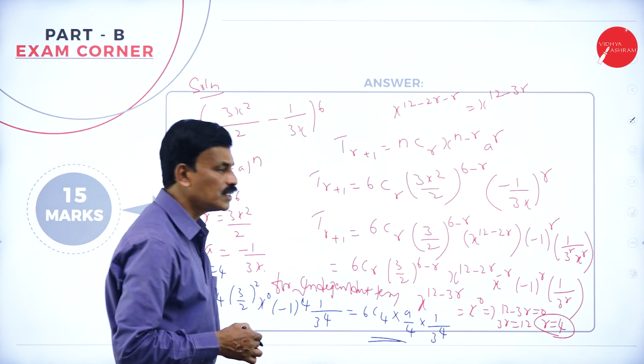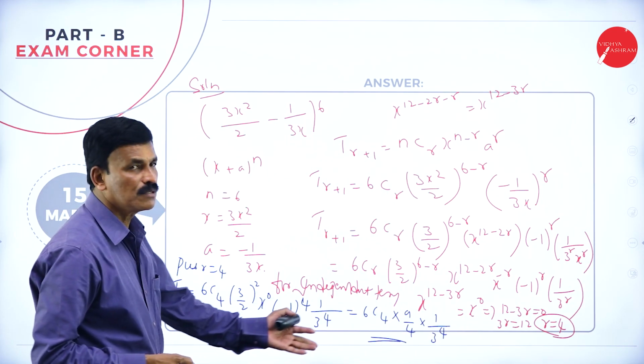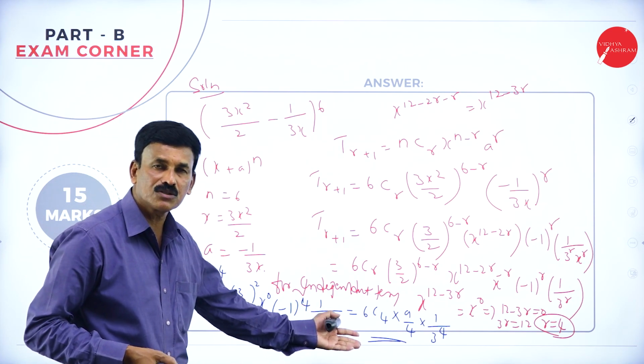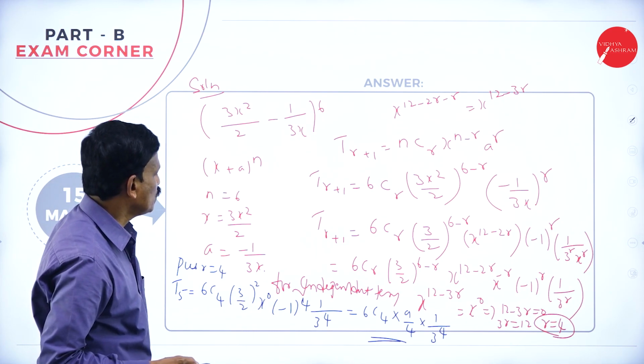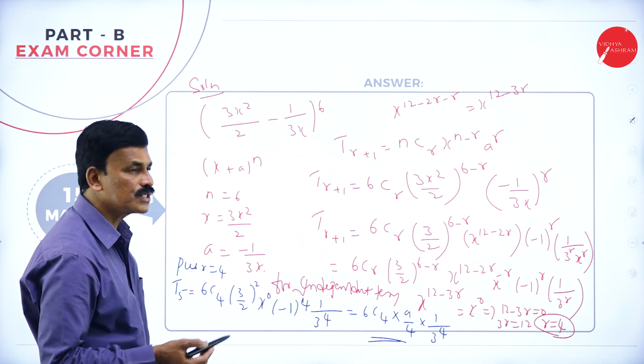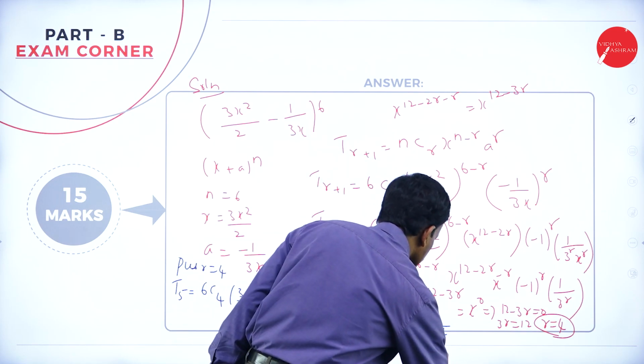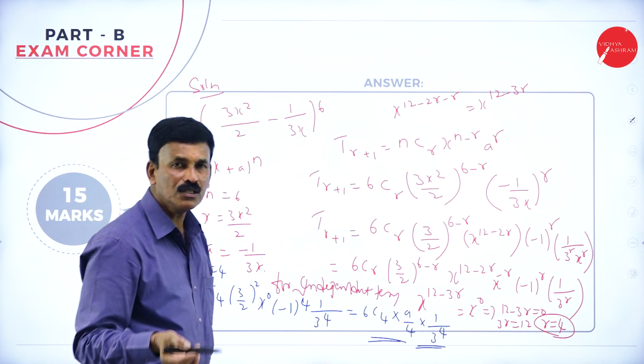So, if you simplify this, you will get the term which is independent of x. So, this does not contain x. Therefore, the independent term or the constant term is 6C4 into 9 by 4 into 1 by 3 to the power of 4. This is the constant term. Okay. Now, the second part.